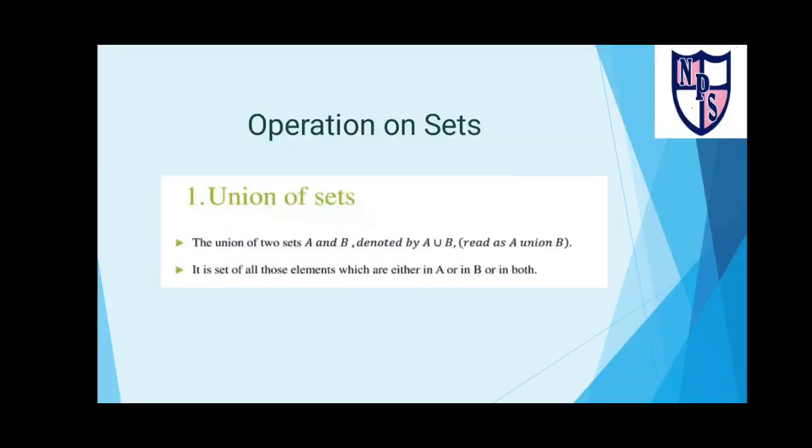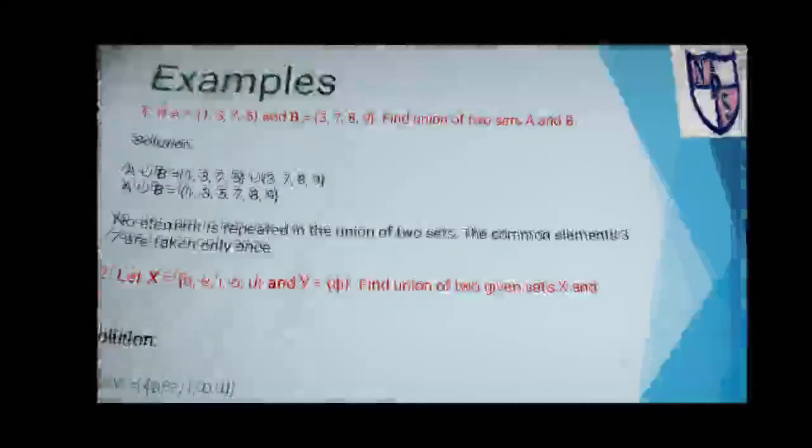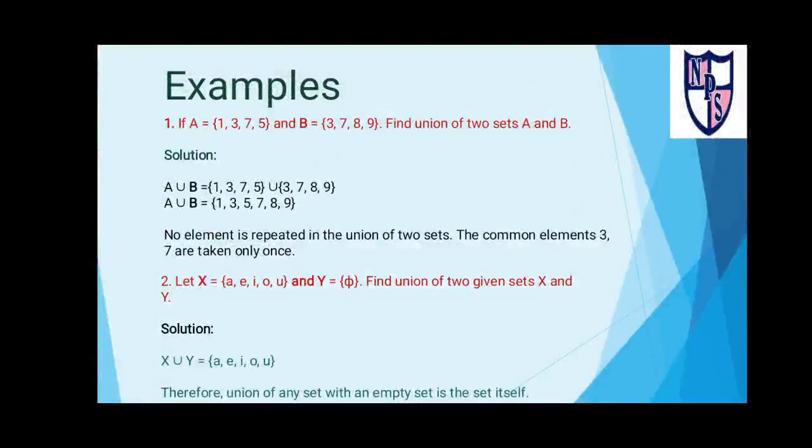Let us start our second topic, that is operation on sets. First of all, we will understand the union. Here, according to the definition, union of two sets A and B is a set of elements which are either in A or B or in both. Here are some examples of union. Now you can understand union more clearly.